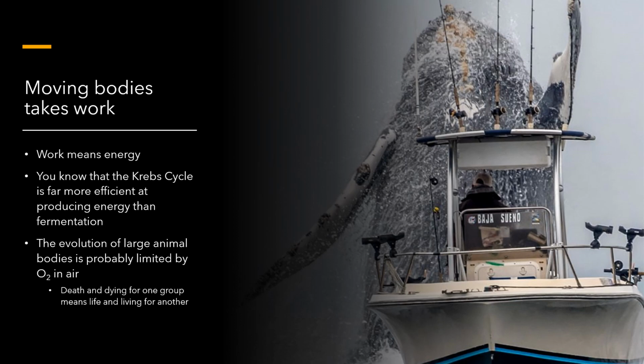Fermentation, by contrast, is the poor second brother to the Krebs cycle. You just don't generate nearly as much energy from it as you do from the oxidative reactions in the Krebs cycle. So the evolution of large animal bodies is probably limited by the amount of O2 in the air. I say in the air, but it's really the amount of O2 in the environment, and the air is representative of that, right?